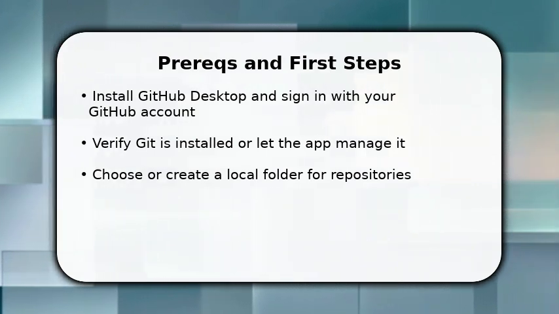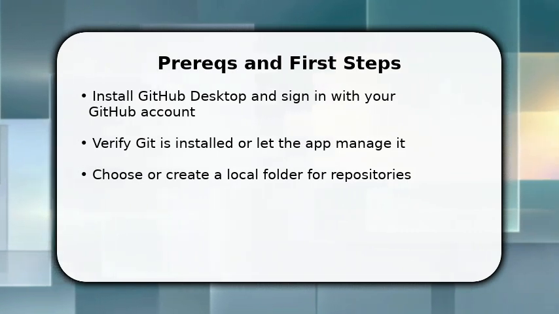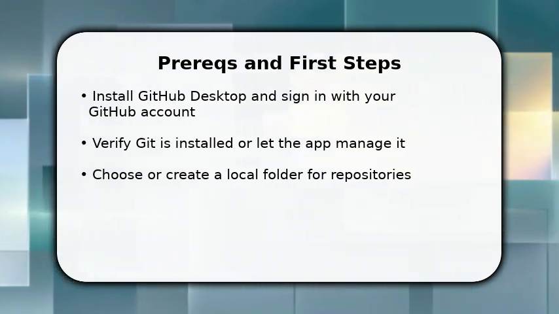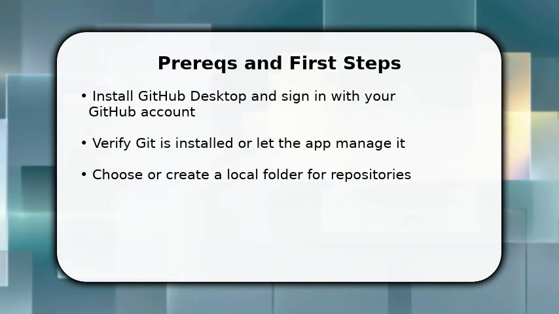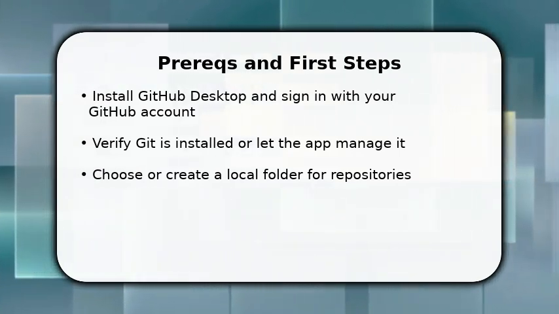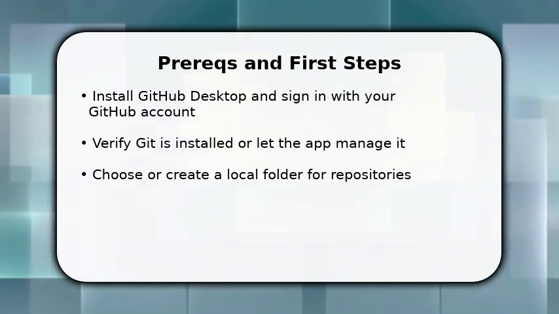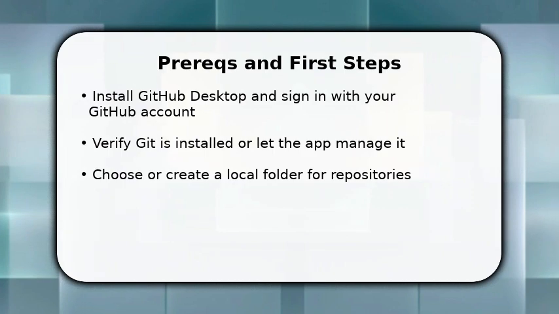Next, pick a local repository folder where you will store projects. Use an existing project or create a fresh folder. Once done, click File, Clone Repository to pull a remote repo, or choose Create New Repository to start locally and publish when ready. This gets you into a working state fast.